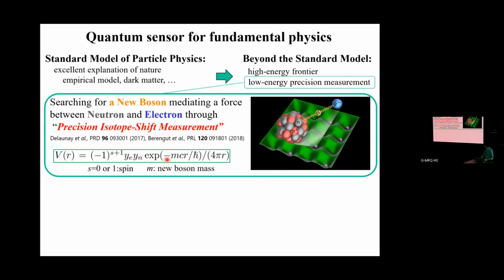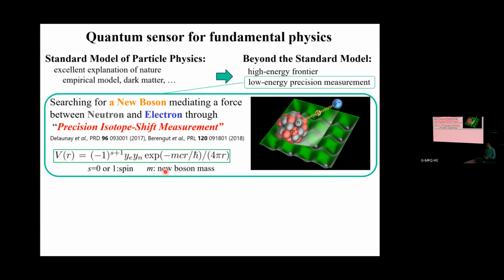The mediated force between electron and neutron is written in the form of a Yukawa force like this. Here, M is the mass of the new boson, and YE and YN are the coupling constants between the new boson and the electron and the neutron respectively. And S is the spin of the new boson.